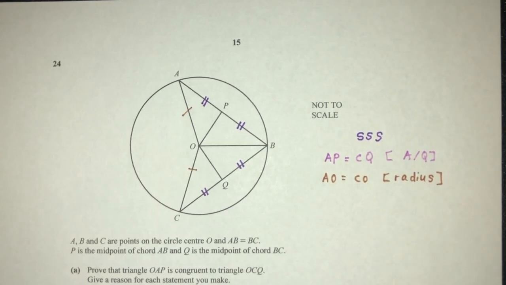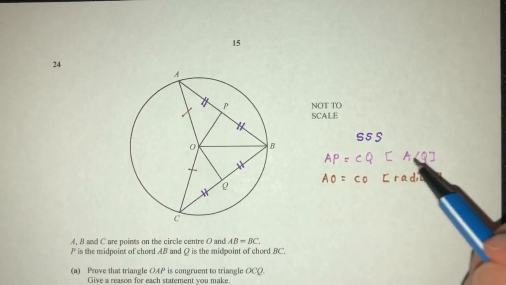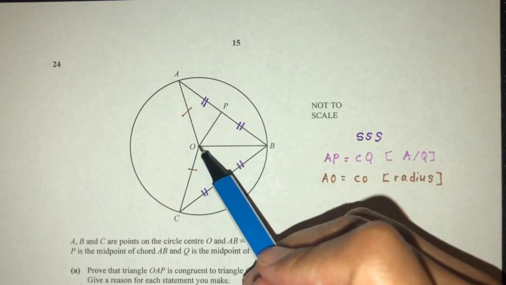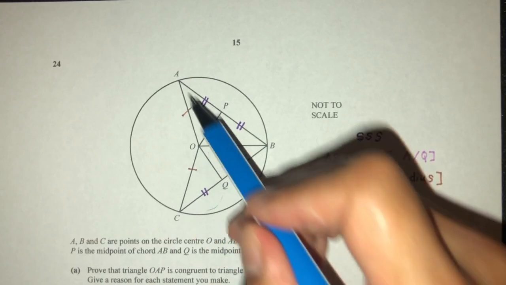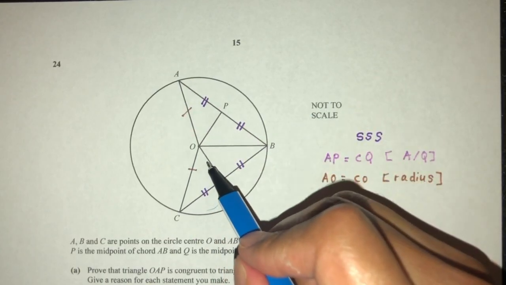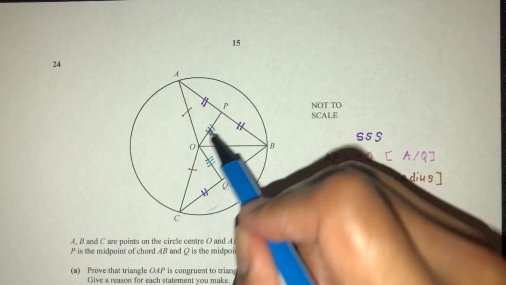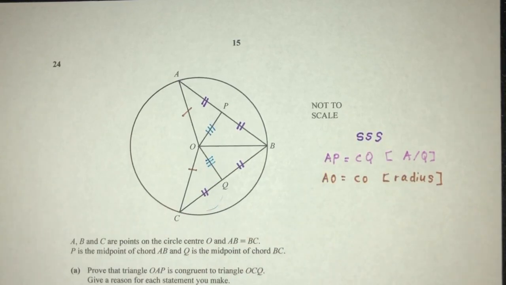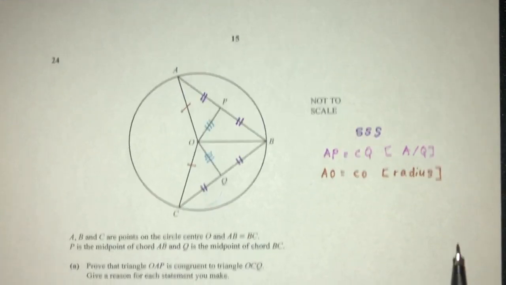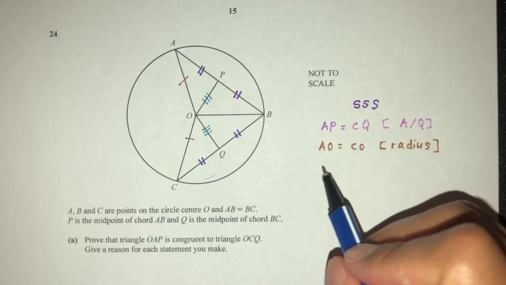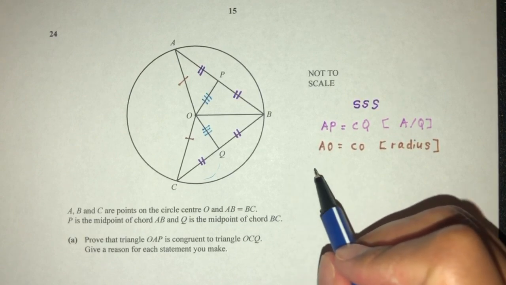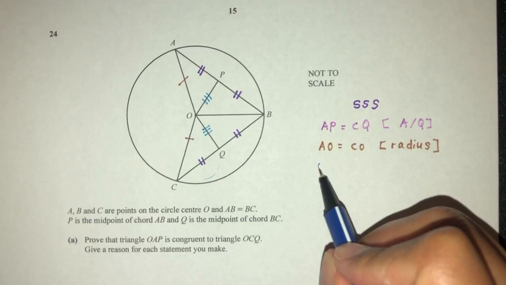So here, what else do we have? We have a triangle OCQ. So OCQ will be this one, and this remaining side will be this one, obviously. Right, so obviously this one will have to be the same as well. Let's write this down. So that will be the side OQ.